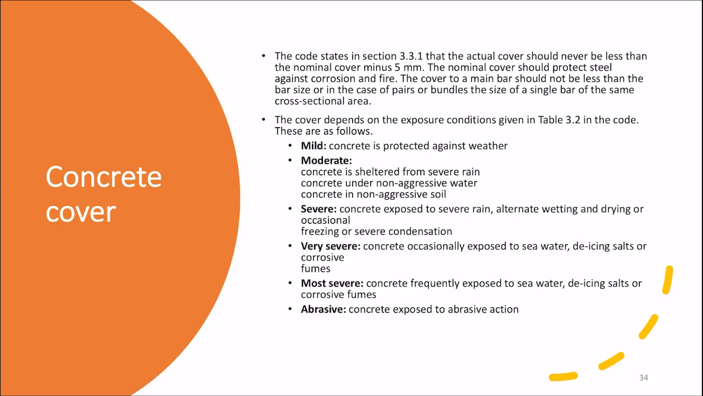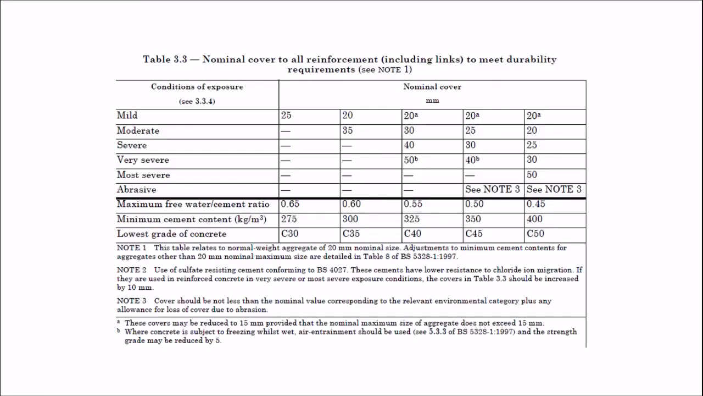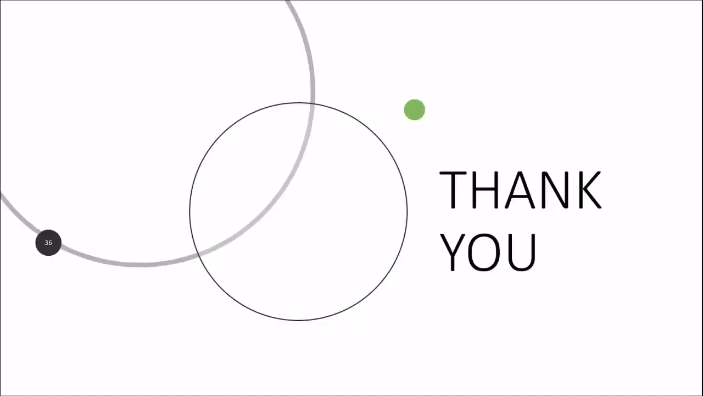It means where your site actually is, where the building is. For mild, you see this is 25. So normally we use 25 mm as the concrete cover. That will be all for the recorded video. We will proceed with the example to show you how to calculate for reinforced concrete beam design. Thank you so much and have a nice day.